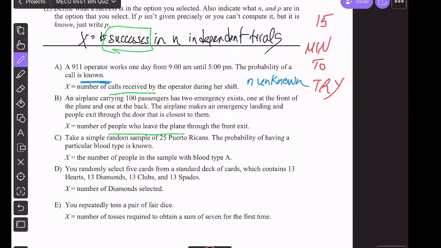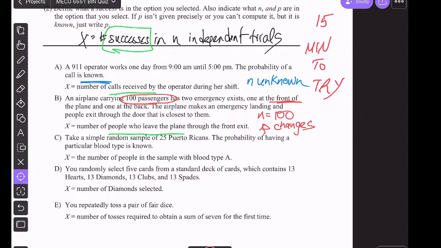Very good. Yasmin says that the P depends on the person, right? So we're going to look at our independent trials. N is 100. We have that. So that's here. But the problem is that depending where you're sitting, the chance of getting out the front door is different. So P changes for each person. It's not fixed. It's not known as a set number. All right? Any questions?